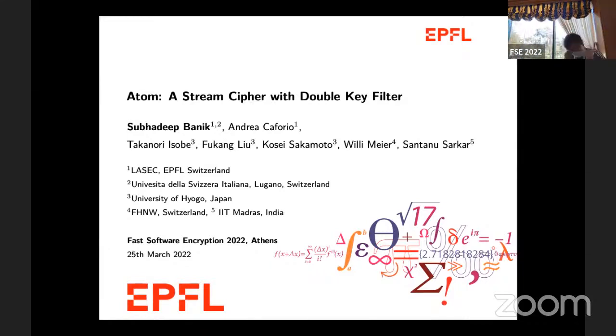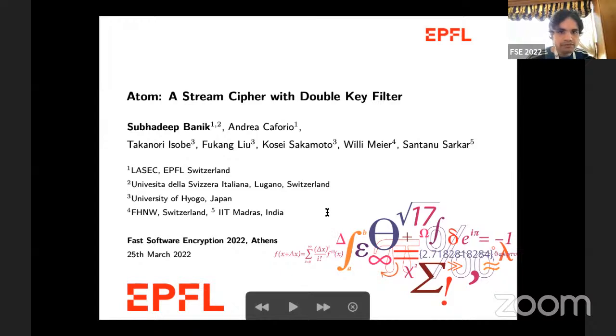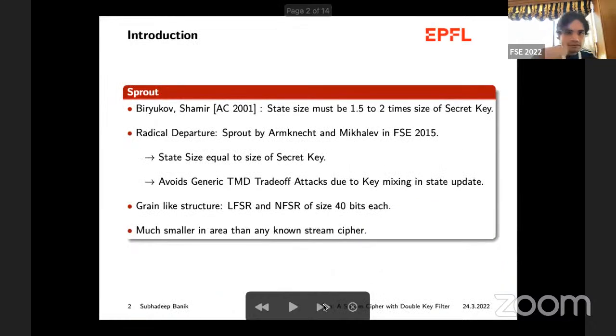Thank you. Thank you for the introduction. So I'll be talking about this stream cipher Atom that employs a double key filter and also has a short internal state. The question to consider over here is what a stream cipher with a short internal state is and how is it different from a stream cipher with a longer internal state, for example.